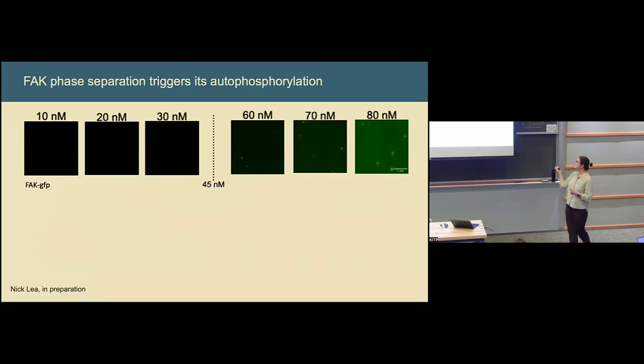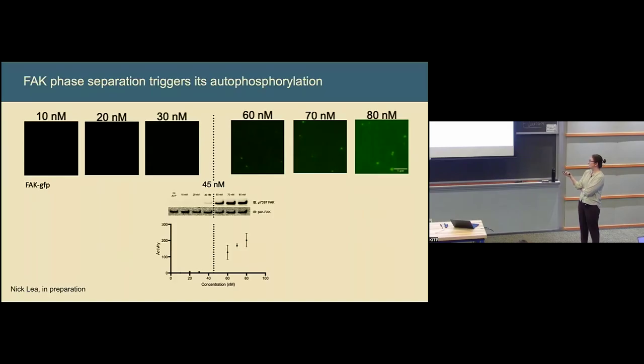And so we tested if phase separation could activate this phosphorylation reaction by titrating FAK across its saturation concentration. So again, if we purify FAK, it is sufficient to phase separate in a test tube. In this condition, it phase separates at concentrations above 45 nanomolar. And what we see when we look at signaling is that there's a really big jump in activity when we cross that saturation concentration. So we think that these condensates are really hot spots for autophosphorylation. We can also physically separate with centrifugation the dense phase and the dilute phase, and we see that all the activity is really in the dense phase.